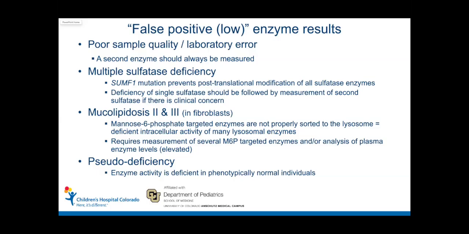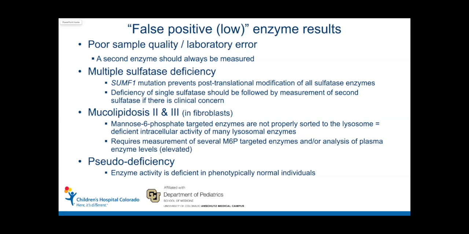So when you measure a sulfatase, it's good if that second enzyme is actually another sulfatase, to rule this out. There's also another condition called mucolipidosis 2 and 3, and this is a process where you can't target the enzymes to the lysosome, and Dr. Munzer talked about what that organelle does. And so the enzyme is there and it's functional, it's just not getting to the right spot.